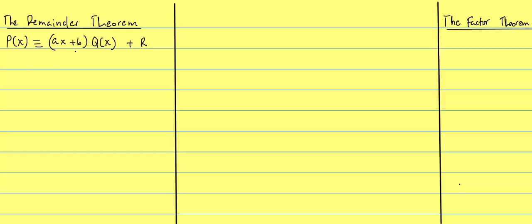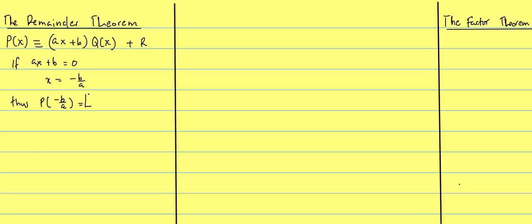If the divisor ax plus b is equal to 0, then this product 0 multiplied by q of x is also going to be 0, leaving us with r on the right hand side. Now we just need to find the value of x that will make this term equal to 0. So if ax plus b is equal to 0, then if we solve this taking b to the right hand side and then dividing by a, we will find that x is equal to negative b over a.